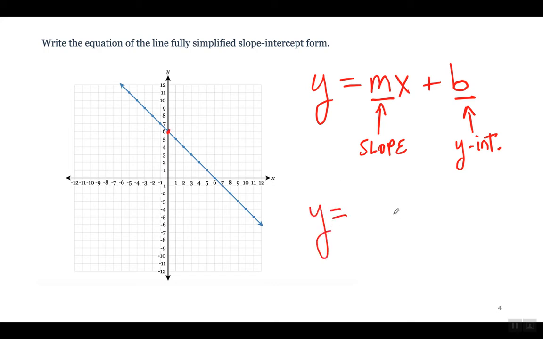So, the first part of my answer is going to be a 6 right here. That's a 6, not a B, all right? The y-intercept is 6, okay?